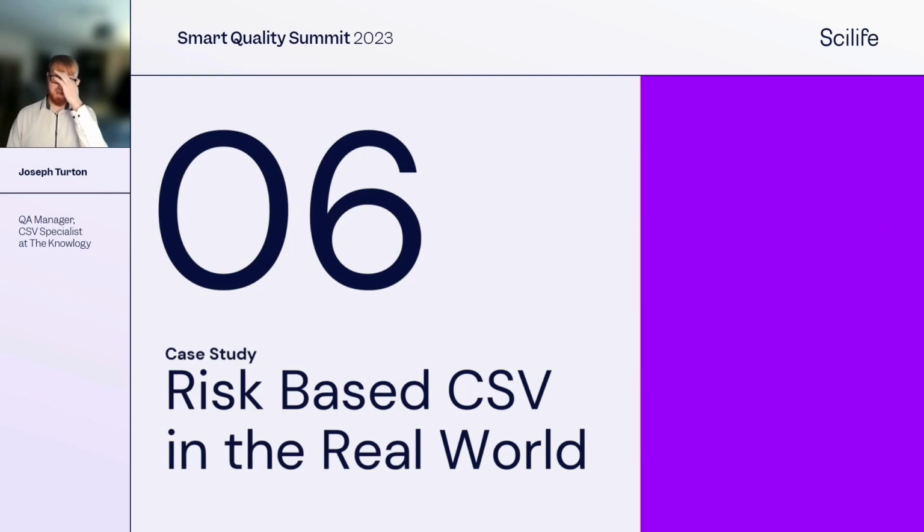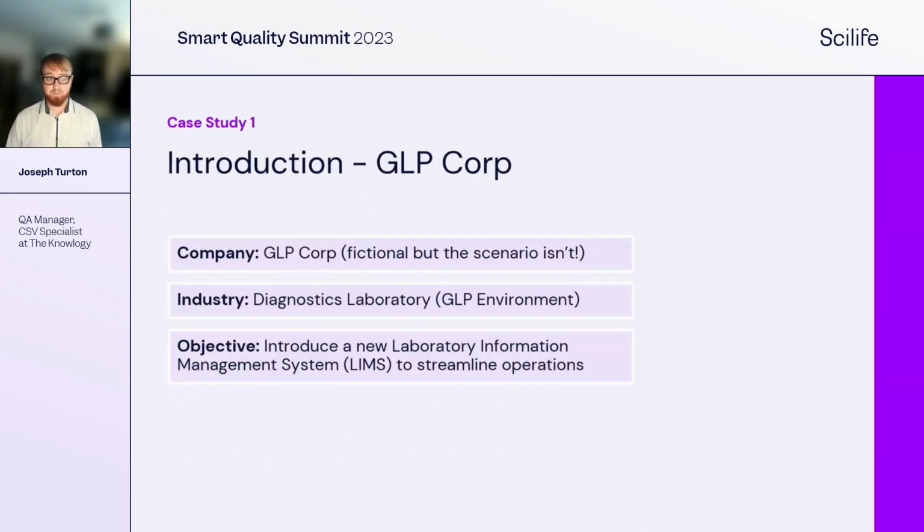So now let's talk about the reality of implementing this type of risk-based approach. I will run through 2 case studies and discuss the situation, the challenges, the solutions implemented, and the outcomes, along with the relevant lessons and key takeaways. So let's dive into the real-world example of GLP Corp. I would say all these are fictional scenarios. Well, the companies are fictional, but the scenarios are real.